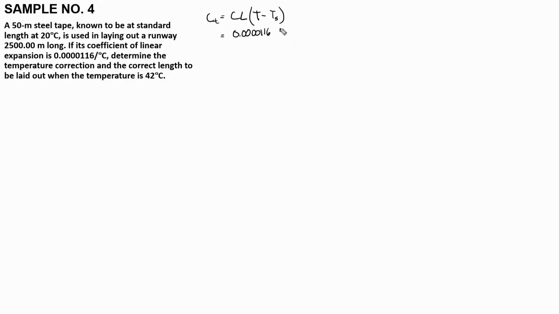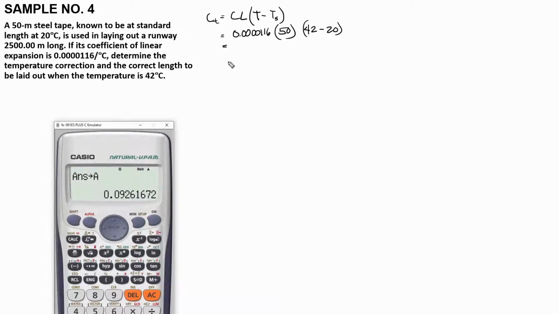0.000116, 50 meter tape. This time, ang temperature naman sa labas ay 42 degrees. And then, the standard temperature is 20. So, makukuha nating value dito is 0.000116 times 50 times 22. So, every 50 meter tape na ginamit nila doon is magkakamali sila ng 0.01276. So, ayan.